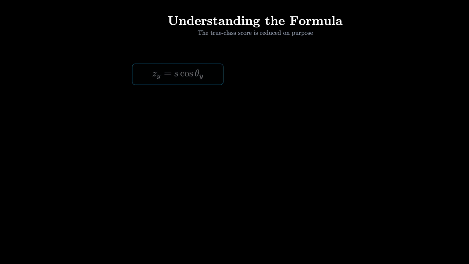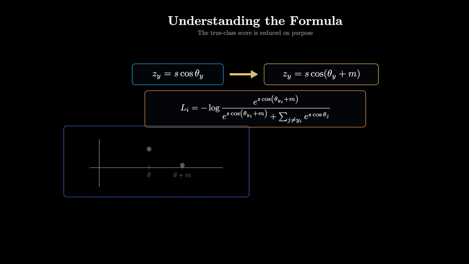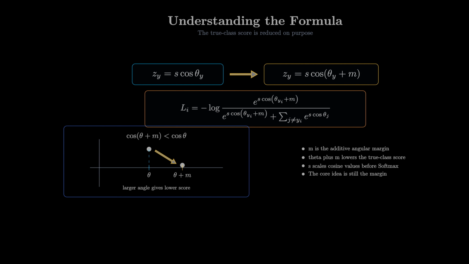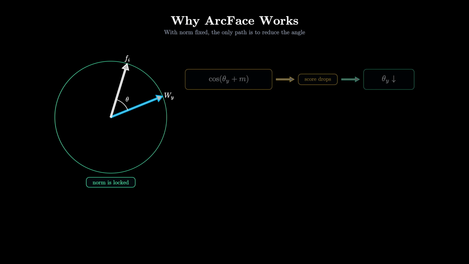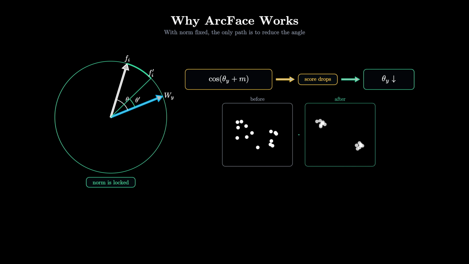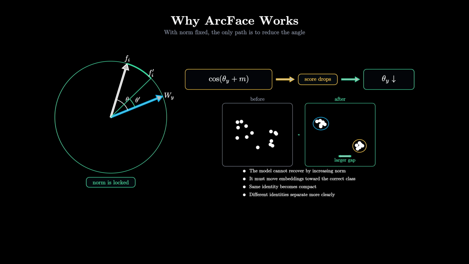However, softmax only requires the correct class to win over the others. ArcFace makes this condition stricter by replacing cosine theta with cosine theta plus m, where m is the angular margin. By adding this margin, the score of the correct class is intentionally reduced. To still be classified correctly, the embedding must move even closer to the direction of the correct class. Because the vector norms are fixed, the model cannot simply increase magnitude to compensate. The only way to reduce the loss is to reduce the angle theta.